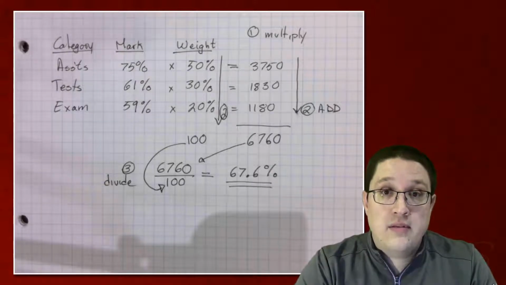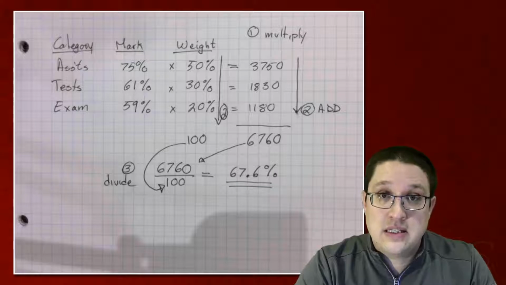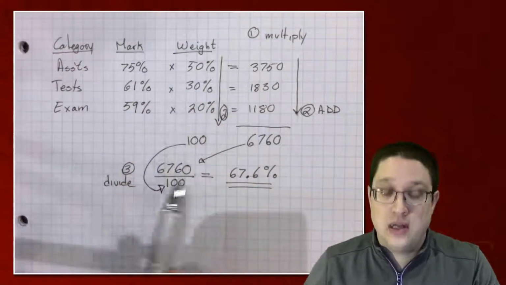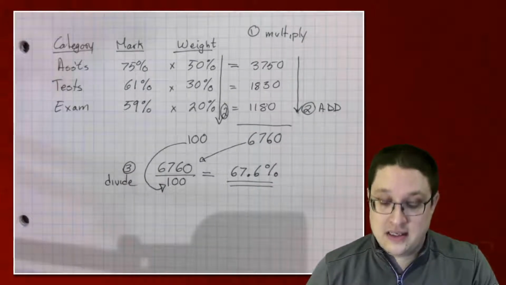So weighted mean follows these steps. It's fairly straightforward. Multiply across, add down, and then divide. That's your last step there.